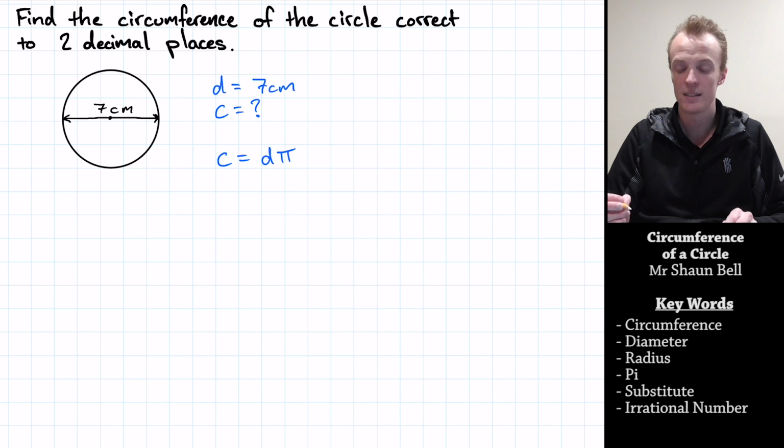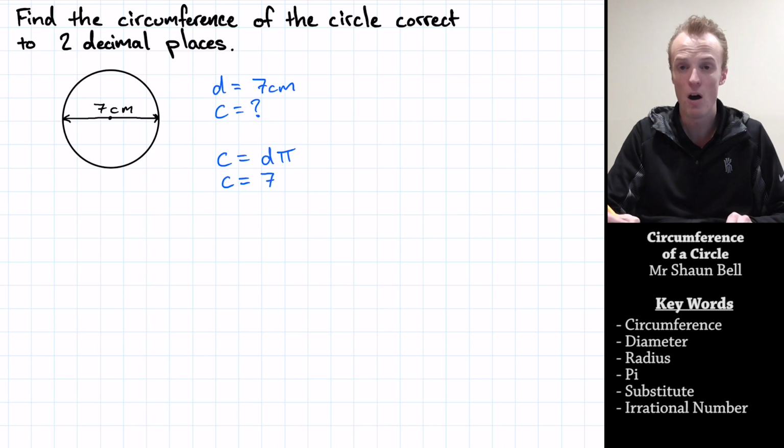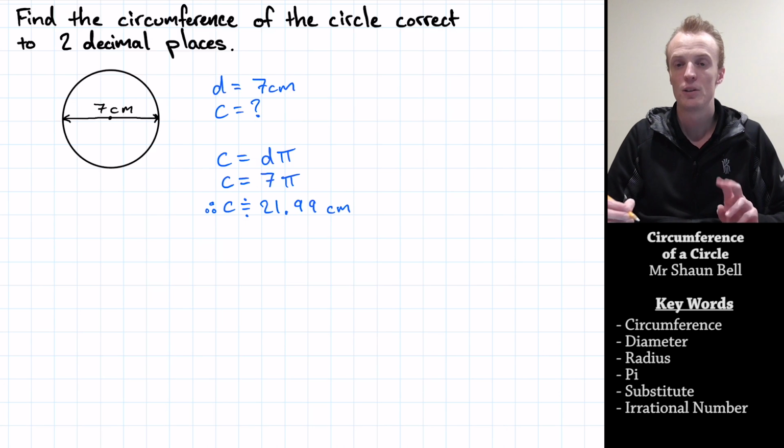And I write down that formula. And then what I do next is I substitute the value of d into the formula. So this is going to be circumference equals, my diameter is 7, so 7 times pi, which I can write as 7 pi. So I then enter 7 pi into my calculator, and I find that the circumference is approximately equal to 21.99 centimetres rounded to 2 decimal places. And that's how we find the circumference if we're given the diameter.